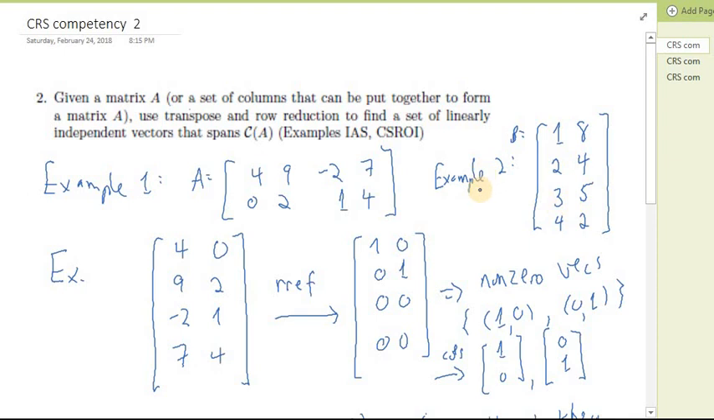Okay, so there's really not that much difference between competency 2 and competencies 1 and 3. And if you need further information, there are the examples in the book that he works out explicitly, and you can see those there. All right.